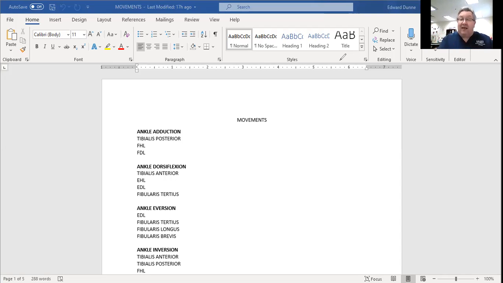The job of the ACL is to keep the tibia from moving forward. So the ACL and the PCL are all about the tibia. The ACL keeps it from moving forward. The PCL, the posterior cruciate ligament, prevents the tibia from moving backwards or in the posterior direction. That's what I need you to know about the ligaments of the knee.